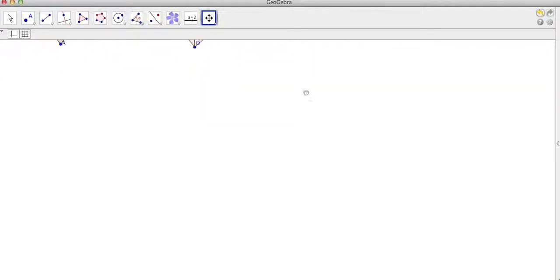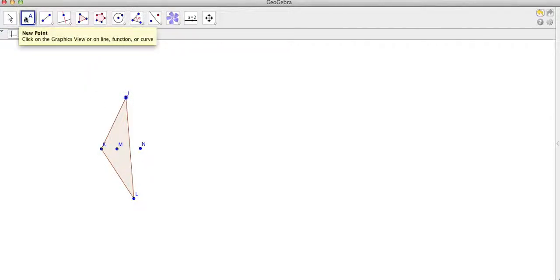Now for rotational symmetry. We would have our polygon, and then we have to choose a point of rotation. A point of rotation can be on the object or off the object. It can also be an existing point of the object, such as J. In this situation, we're going to use J as our point of rotation.